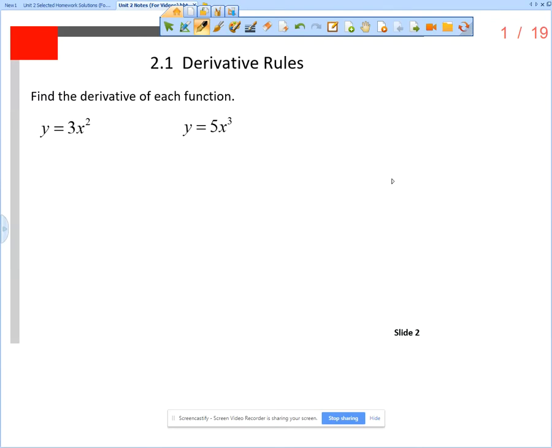This is the video for section 2.1 notes, slides 2 through 5. All right, so first part to start off says find the derivative of each function.